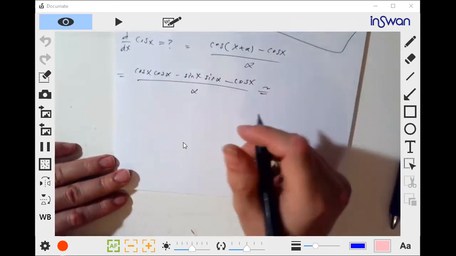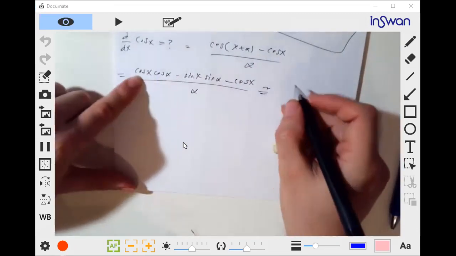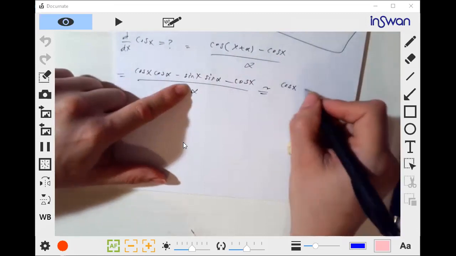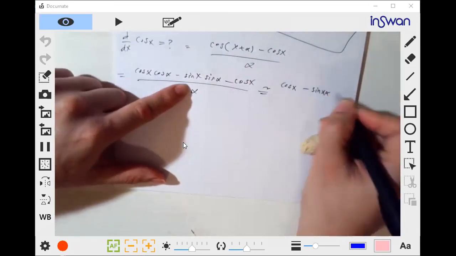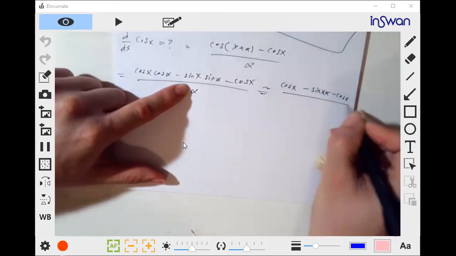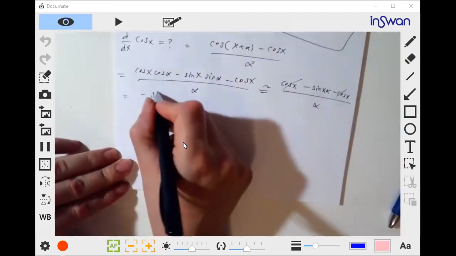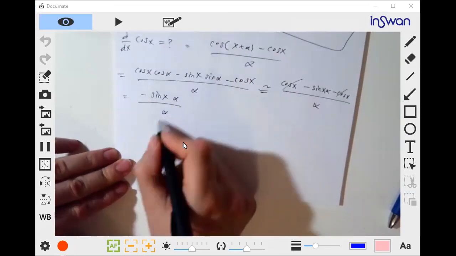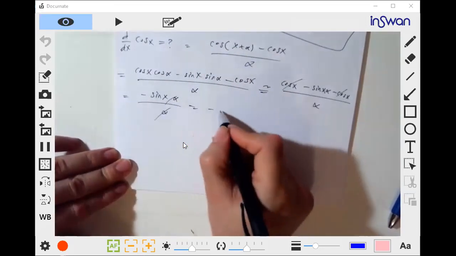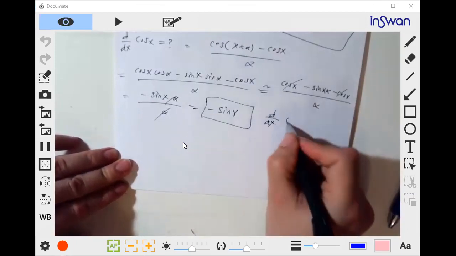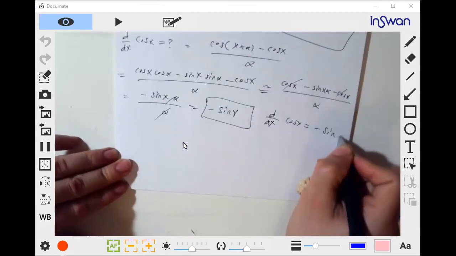And then we can use our approximations. So cosine of alpha is just a 1. Sine of alpha is just an alpha. Cosines cancel. So we just get negative sine of x alpha divided by alpha. And the alphas can cancel, so we get negative sine of x. Aha! So the derivative of cosine of x is negative sine of x.